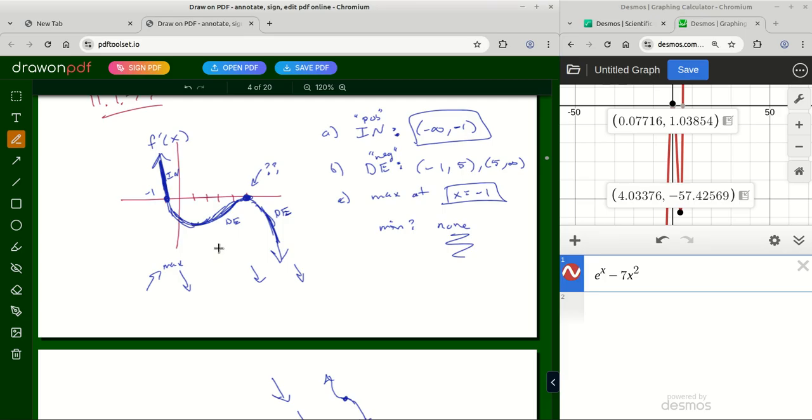So just keep in your mind that you're doing positive and negative, okay? So this is positive, so it's going up. This is negative, so it's going down. This is negative, so it's going down. This is negative, so it's going down. All right.